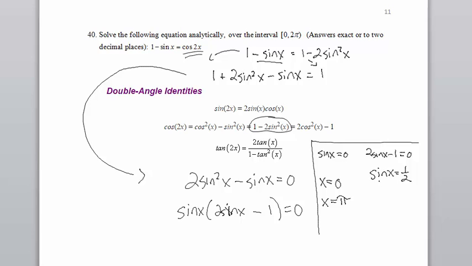Sine's positive in quadrant 1 and quadrant 2. Right? So you should know by now that the sine of 30 degrees is 1/2. So that's my first answer, pi over 6. Since they're giving us the allowable range for solutions in radians, the pi over 6 reference angle in quadrant 2 would be 5 pi over 6. And those are the 4 solutions for this problem.